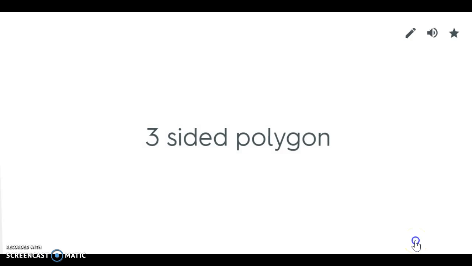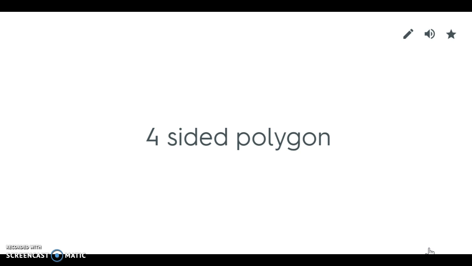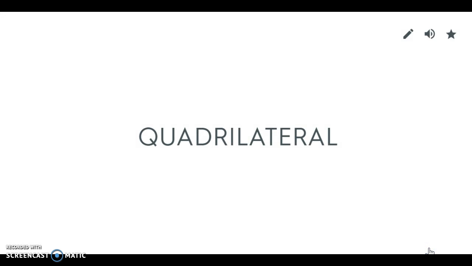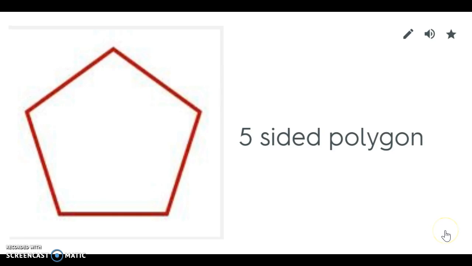A triangle is just a polygon with three sides. So a triangle has three sides. The quadrilateral is the specific name for any four-sided polygon. We'll learn a lot about different types of quadrilaterals, but right now, a general four-sided figure is a quadrilateral. A pentagon has five sides.